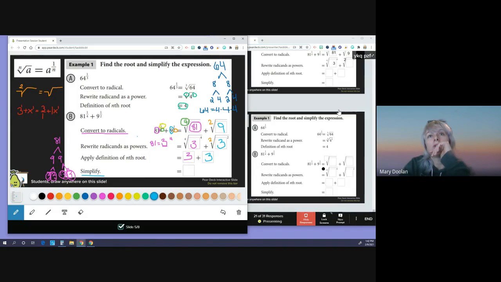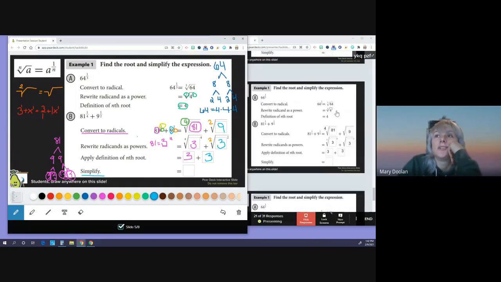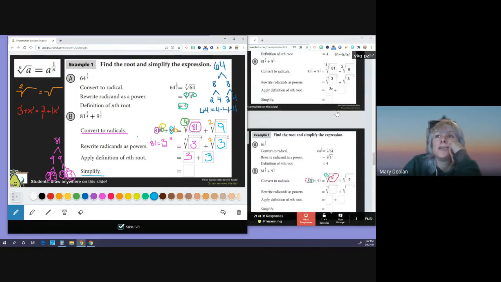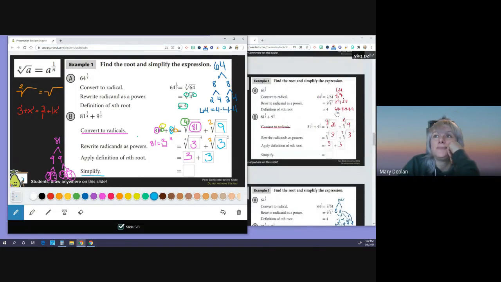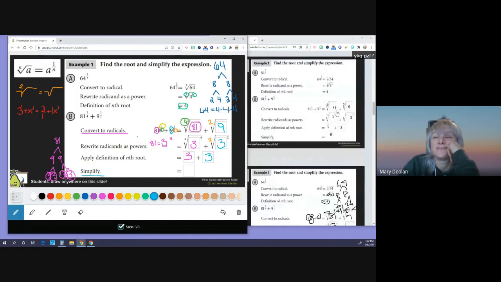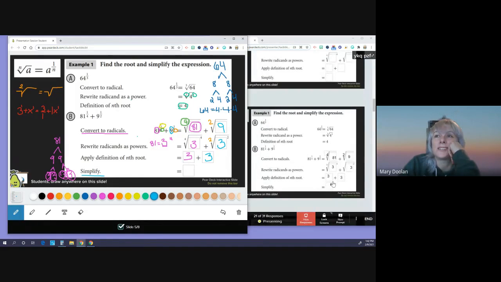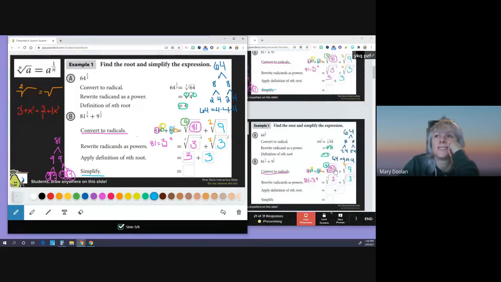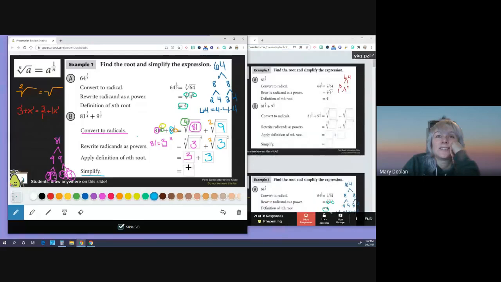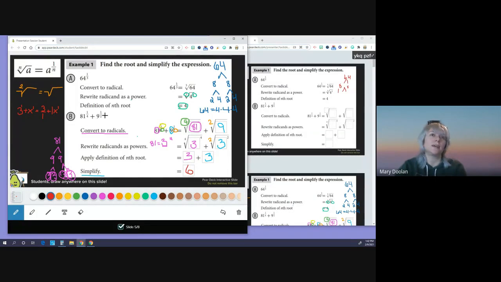PEMDAS order. We took care of exponents, and now we have addition left. So what is the last piece here? The last box. There we go. This person got it. 6. Yeah. 6. I'm going to put a 6 in this box. Let's just switch colors. All right. 6. We did it. So this plus that is equal to 6, because we just showed how to do that. So this is the new thing we're learning about.